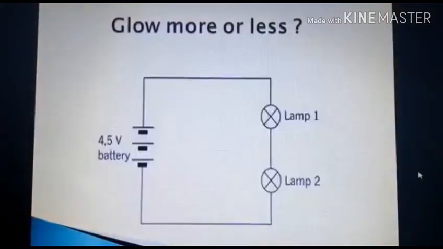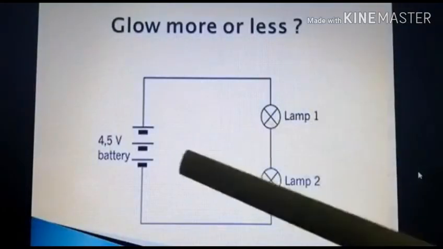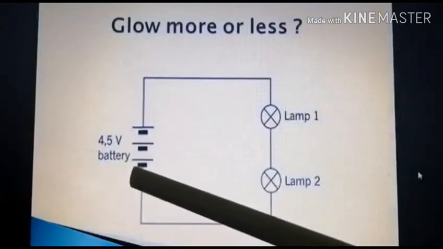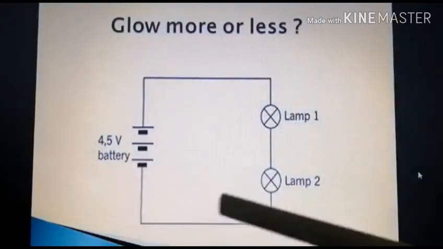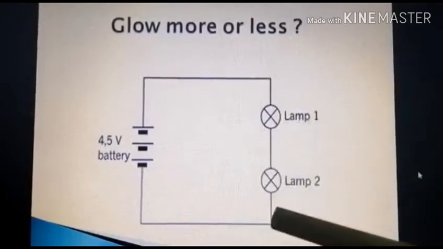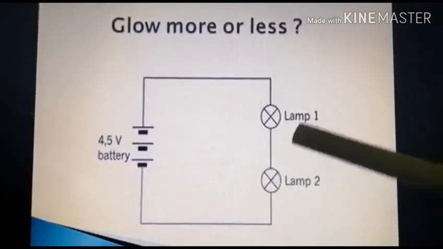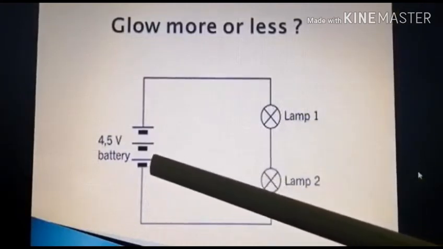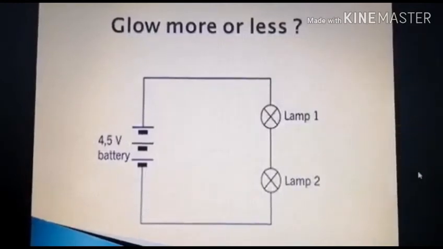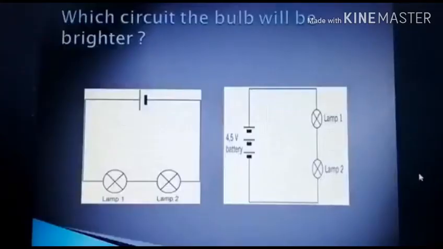Now look at this circuit diagram. What about the lamps? What about the battery? Do these lamps glow more or less brightly? Here the battery is 4.5 volt, but there are only 2 lamps. So these lamps glow very brightly, because only these two lamps are sharing this much power supply. In this circuit, the bulbs will be brighter.